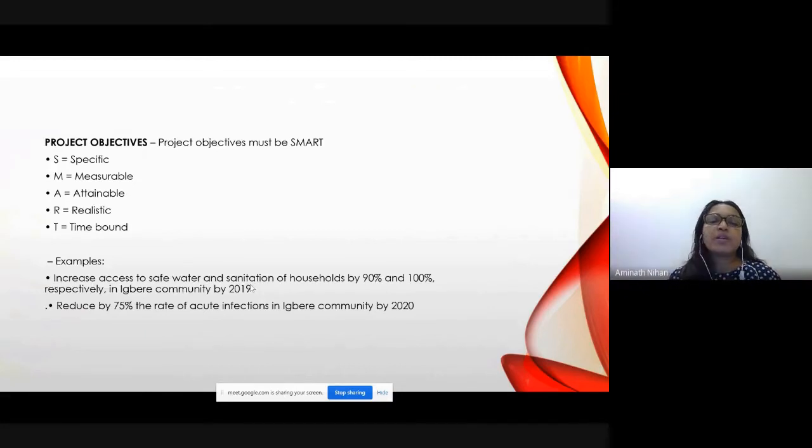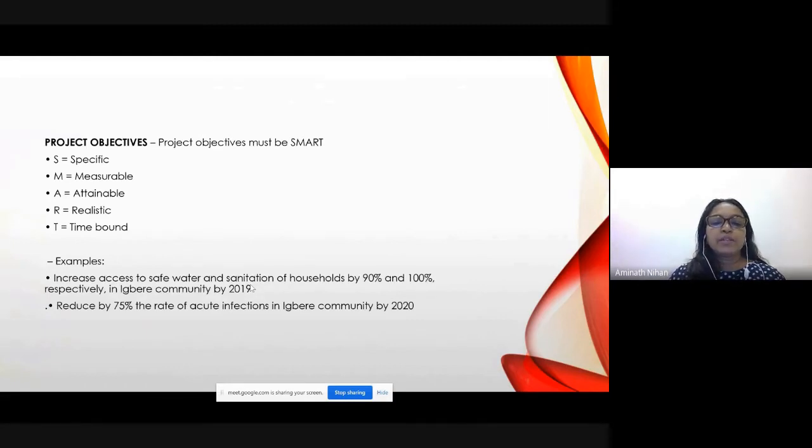But remember, project objectives must be SMART. SMART means it should be specific, measurable, attainable, realistic, and time bound. Here are examples. Increase access to safe water and sanitation of households by 90% and 100% respectively in this particular community by, so here you can see that it's specific, right? You know where the target group is, that's the Egbeya community, right? And you know what you're going to do, that is access to safe water and sanitation of households, right?